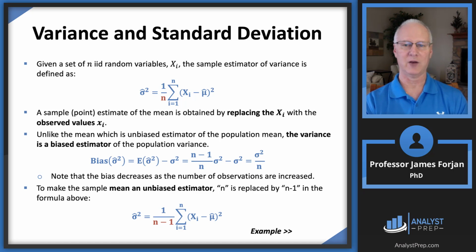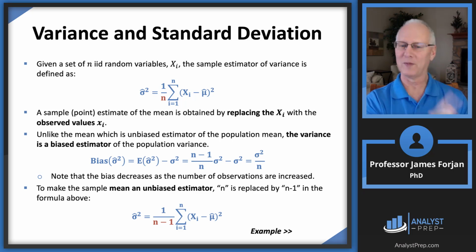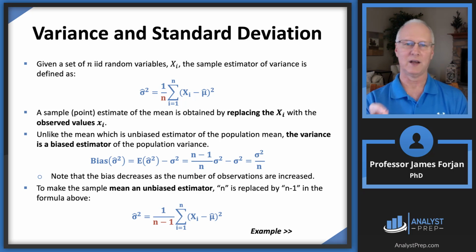It's going to be equal to the difference between the n minus 1 over n, and I'll talk about that in just a second, minus that variance. And so look on the far right there. There's the bias, sigma squared over n, right? But what we need to do is, instead of dividing by n, we need to divide by n minus 1.